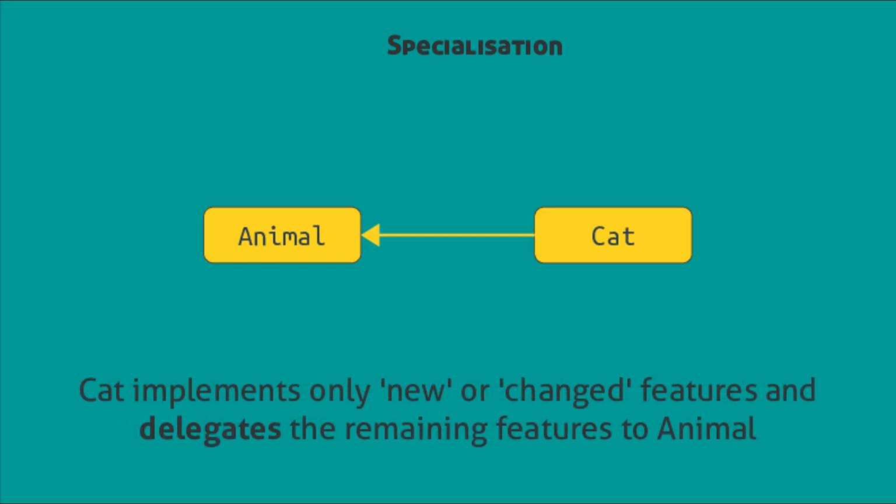So, we can recap the relationship between Cat and Animal, saying that a class Cat implements only new or changed features and delegates the remaining features to Animal. And this is delegation. Clearly, in software, this means that the class Animal contains code that is not duplicated in the class Cat, and that there is a connection between the two, so that Cat can use the code in the other class. Before we move to the actual Python implementation of this concept, let's review the two types of delegation that we can find in the real world.